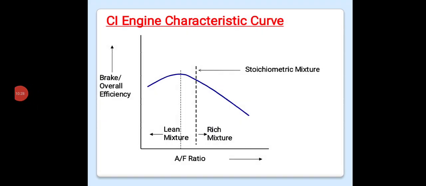The performance curve between the brake or overall thermal efficiency and the mixture strength. It shows that with slightly weak mixture, the thermal efficiency is maximum since the fuel supplied will be utilized to maximum extent, while the efficiency is low with very lean mixture because of lower maximum temperature attained after the combustion, and also the efficiency is low with rich mixture due to incomplete combustion of fuel.